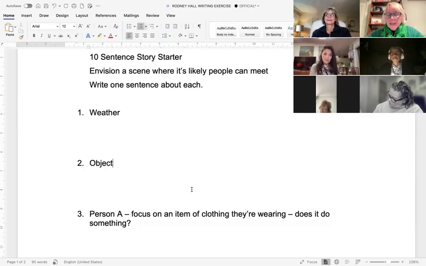Now, for number 3, think about your main character, person A, and focus. So we're introducing them. Focus on an item of clothing they're wearing. That's a good trick too. We don't need to describe the whole outfit, just one item of clothing. And does it do something? Are the pants falling down? Does the hat blow away? Okay, so have a go at number 3. What's that item of clothing?